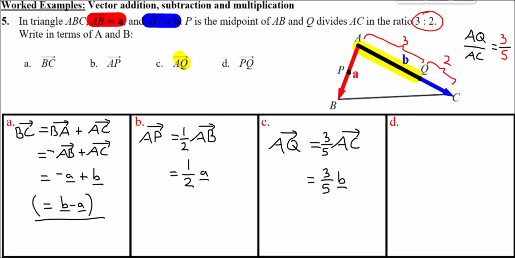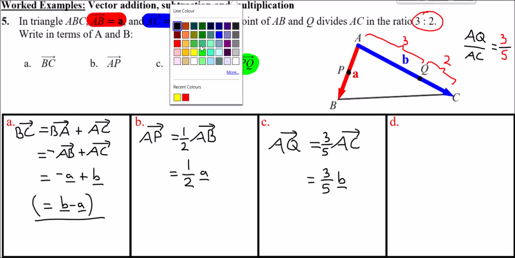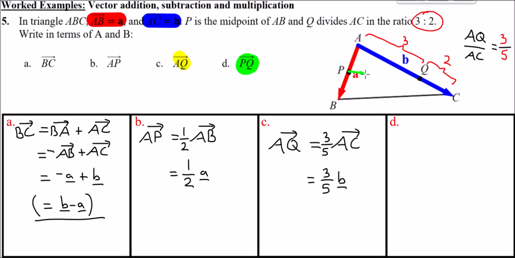Finally, part D, let's think about how we can do this. We need to go from P to Q. So, from P to Q, we're going to start at P and go along to Q. So, how could this be done? From P to Q. So, what we're wanting to do here, start at P, go along to Q like so.